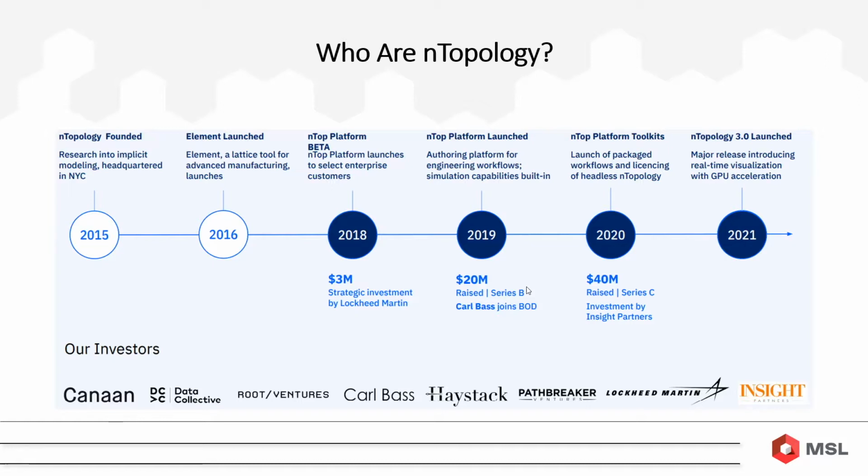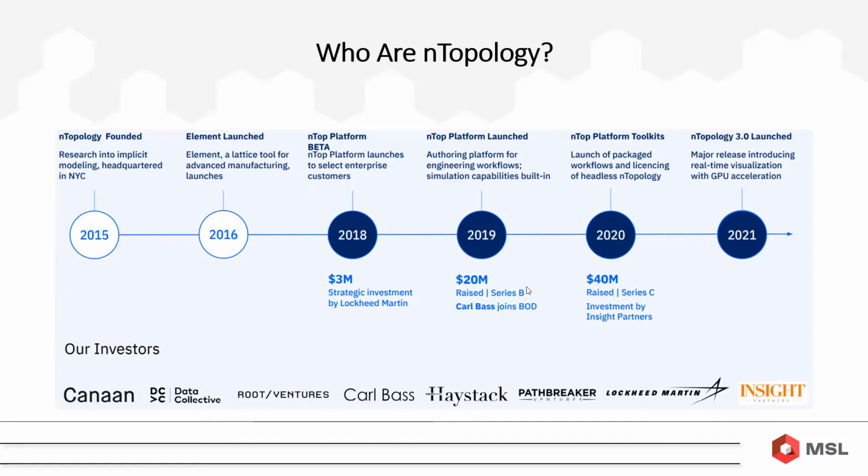And nTopology soon realized that Element's maths-based approach had advantages far beyond working with lattices. It had the potential to provide a whole new way of designing parts based on maths and data. In 2018, nTopology took all of its learning from Element and launched its beta version of Platform. Lockheed Martin were one of the first to see the potential of Platform, and they got on board with a $3 million investment. As further investments were secured in 19 and 20, even more features were added to Platform, giving engineers faster and more efficient tools to work with.